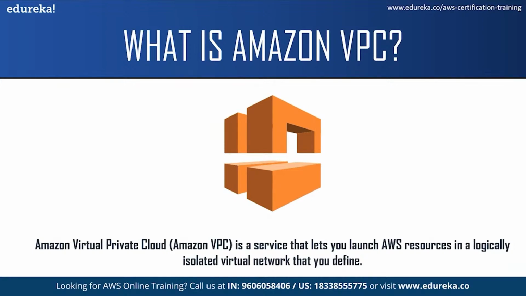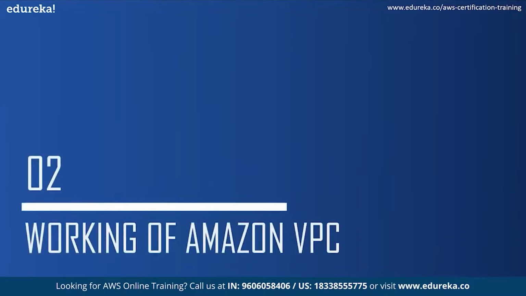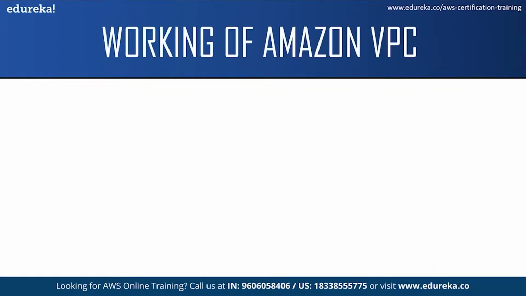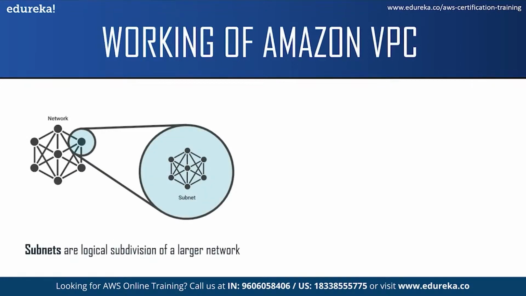Now that you have some idea about what exactly is AWS VPC, let us move on to our next topic and see how it works. But before we get into the working part, I would like to explain the terms which I mentioned before. So if you're wondering what subnets are, these are logical subdivisions of a larger network. You can launch your AWS resources into a specified subnet. And when I say AWS resources, I mean your EC2 instances and so on.